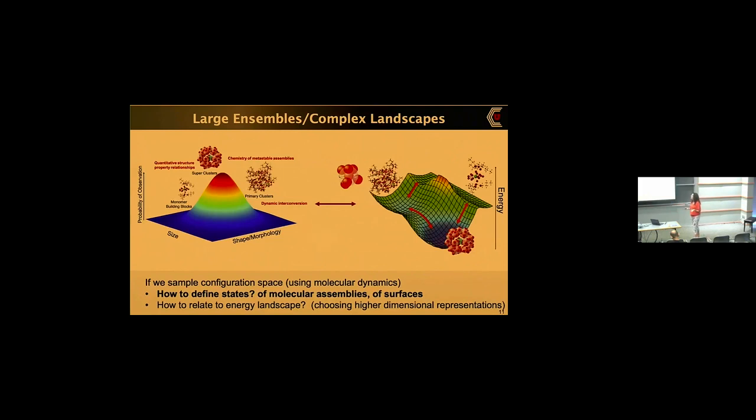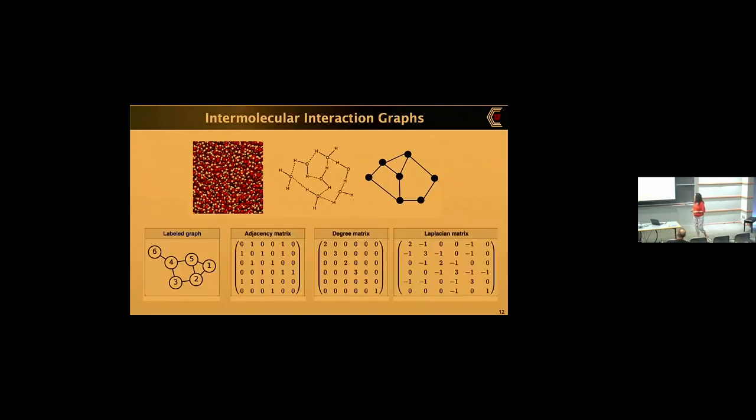So returning back to my overarching goals, where we want to first be able to take this complex simulation data and define states of molecular assemblies or of surfaces and then relate them to energy landscapes, we often use graphs based upon intermolecular interactions where molecules become nodes, and if you have an interaction between them, then you have an edge. And we leverage the linear algebra associated with graphs significantly.